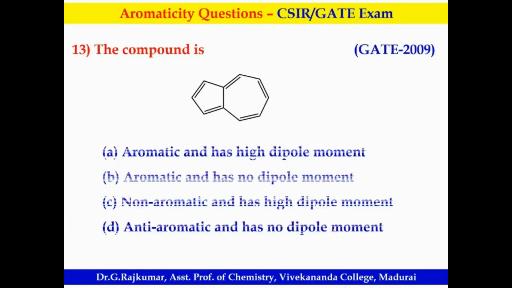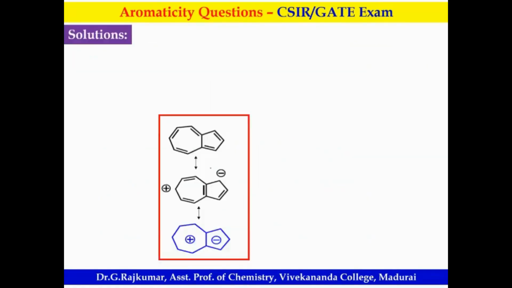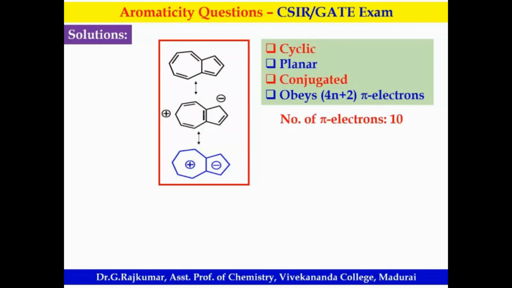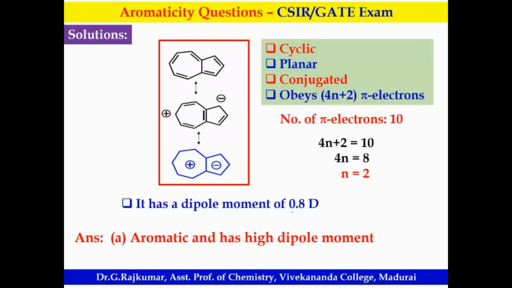Look at this compound. Which option is correct with respect to this compound? This is a GATE question. Option A. So this is azulene, right? Azulene is aromatic, and it has an appreciable dipole moment. We saw that it will definitely be there. So A is the correct one. These are the resonating structures of azulene. The dipole moment is 0.8 D. So A is the correct one.